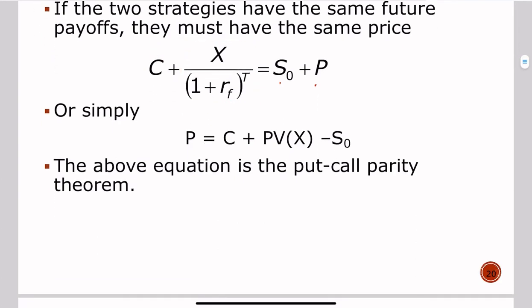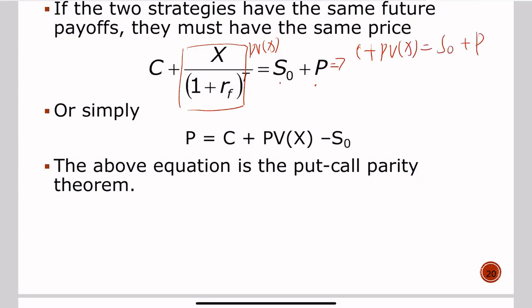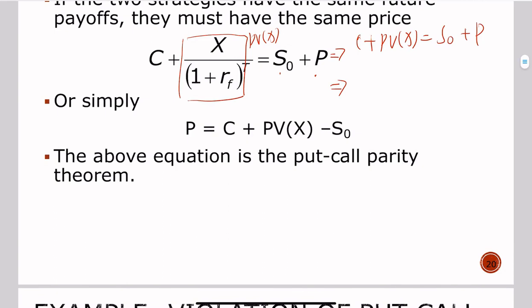We could also write this put call parity into a simpler form, right? So this thing is just the present value of X. So this is equivalent to say C plus present value of X equals S0 plus P, which gives you P equals C plus PVX minus S0. Or you could say C equals P plus S0 minus PVX, right?